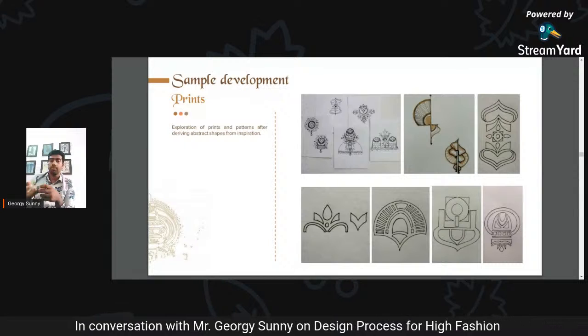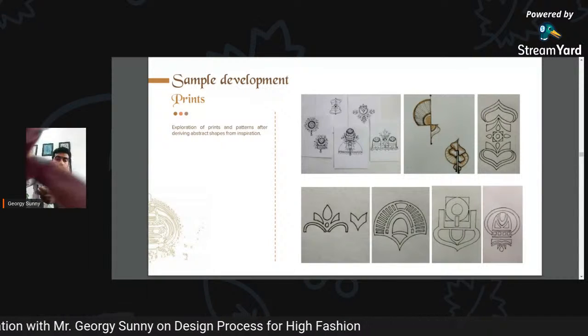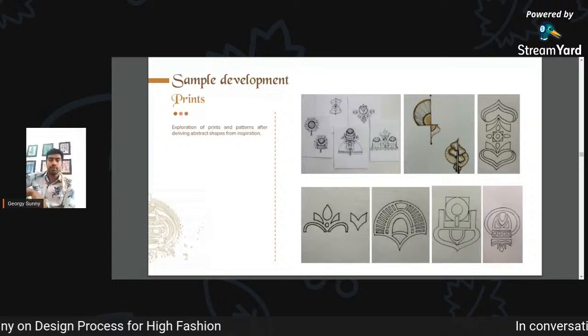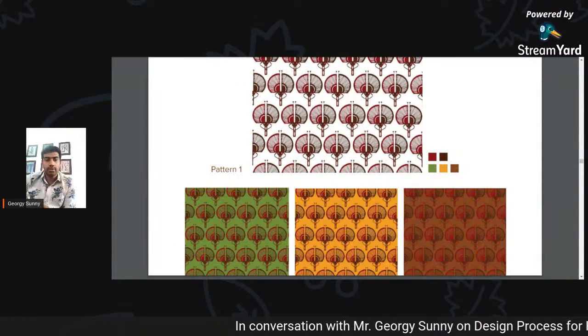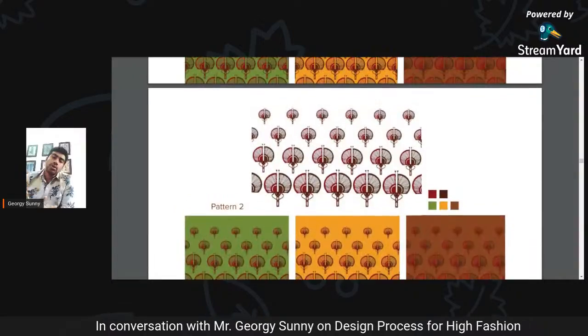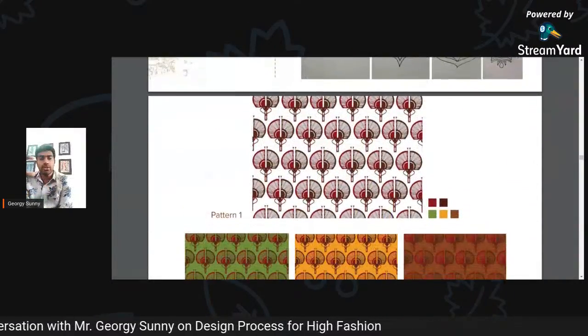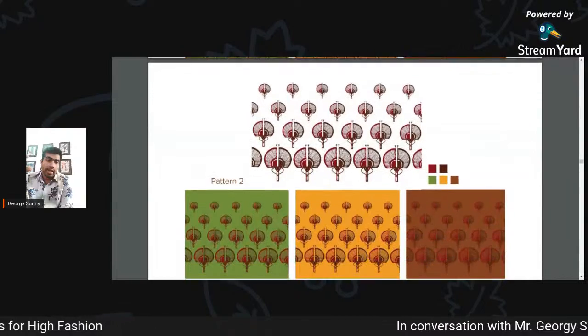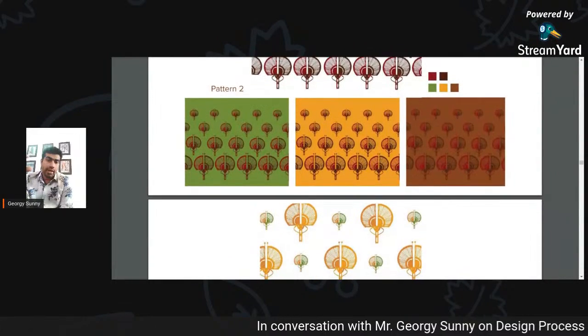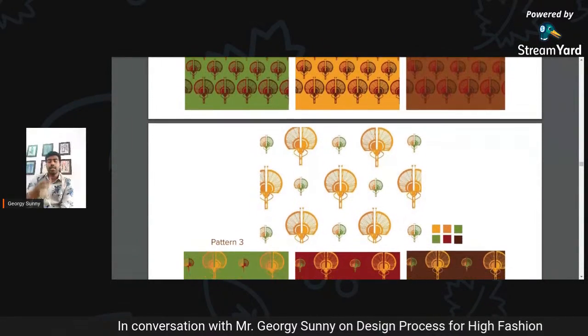Okay, these are some textures she has hand drawn and started exploring. Next, please. You can see how she has derived from the rough sketches, and how she has transformed them into a print. When you develop a print, it is very important that you experiment on the same print base.